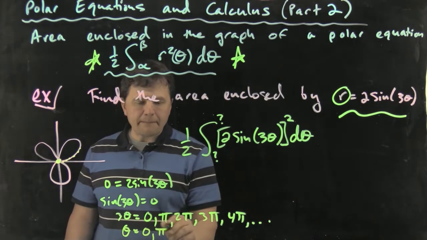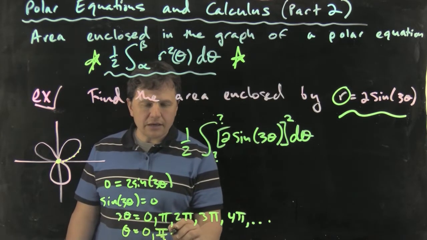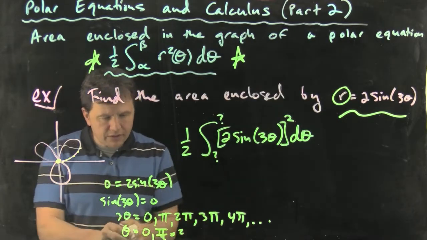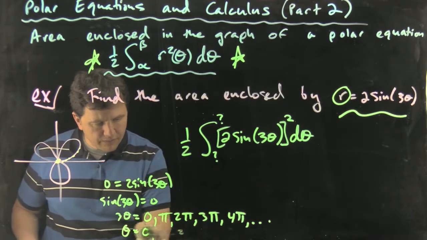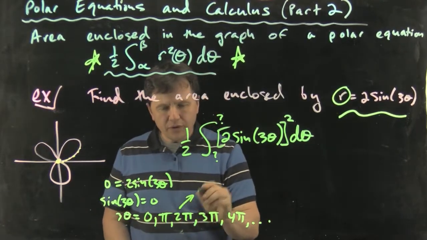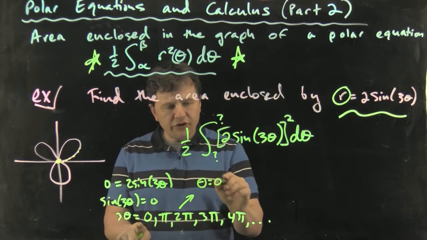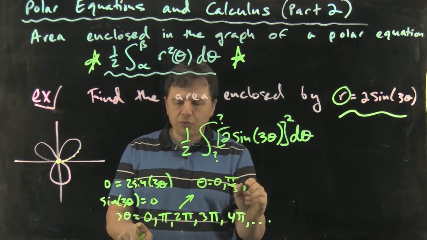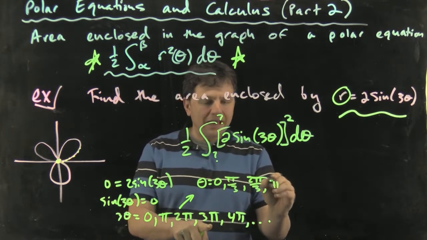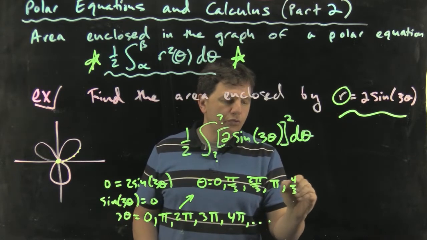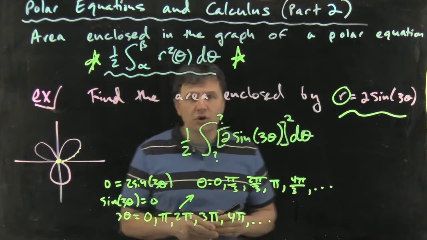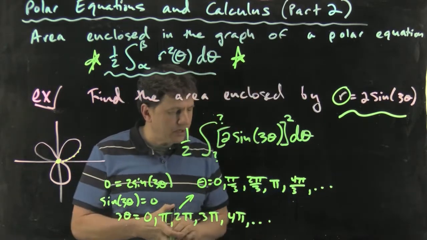So 0, pi divided by 3, 2 pi, you know what, I'm afraid I'm going to get cut off here, so let me put this up here. So theta is equal to 0, pi divided by 3, 2 pi divided by 3, 3 pi divided by 3 is pi, 4 pi over 3, et cetera. We don't know how much of this we're going to need. If we needed to go farther, that would be pretty easy as well.